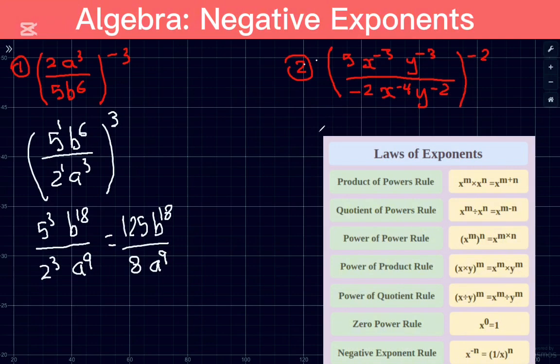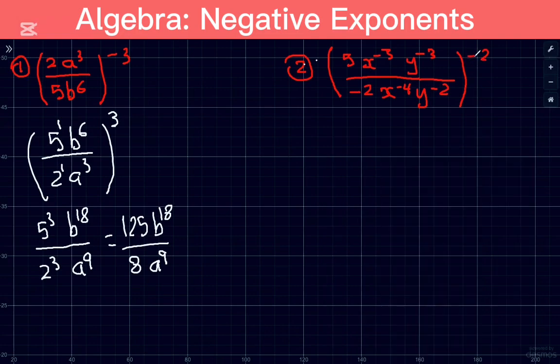Okay, so the second question right here, we could do the same thing, flip all of this and make this -2 positive. But you know what I'm going to do? I'm going to have a different approach. What I want to do is change all the exponents inside the brackets to positive. How do I do that?